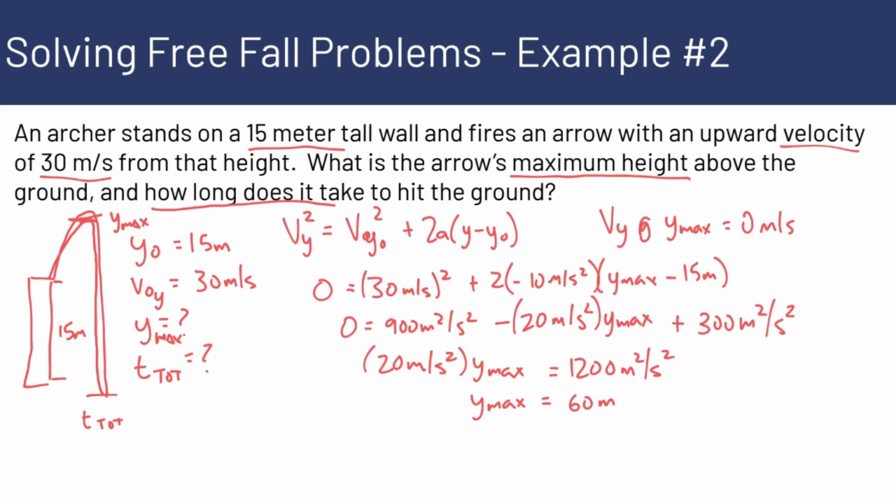Okay, so now that we have our maximum height, now let's figure out how long it takes to hit the ground. So we're going to use this equation again. This time, though, we're going to figure out from the maximum height to the ground. So we're going to figure out the time it takes to go from here down to the ground. To do that, I'm going to clear off some space, and then we will start working from there.